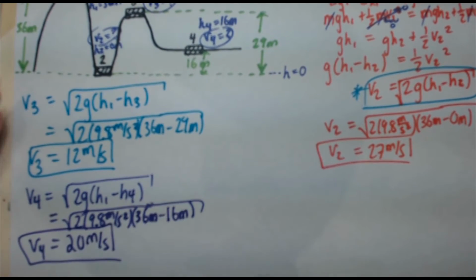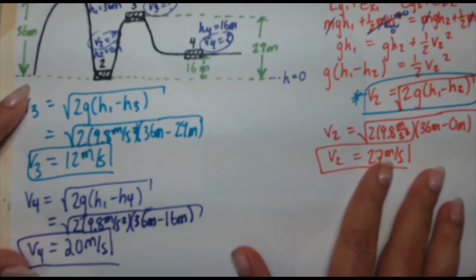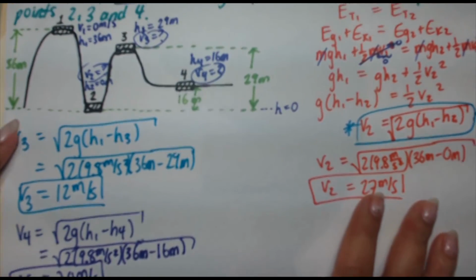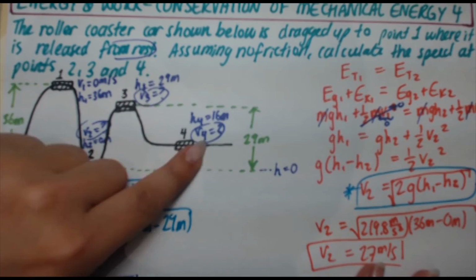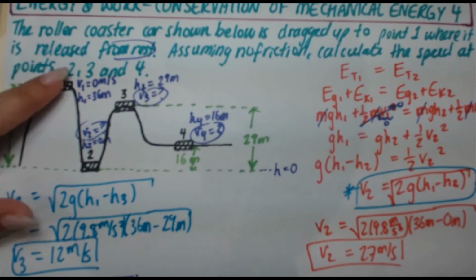Okay, so there you have it. You figured out all your speeds. Now, just step back for a second, make sure your answers make sense. Because this is conservation of energy, it's an exchange between gravitational potential and kinetic. Okay, so just looking at the picture, because, for example, point 1 is the highest height, it needs to have the lowest speed, which is 0.